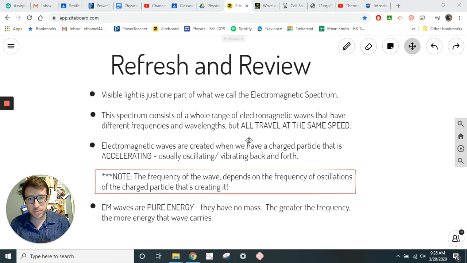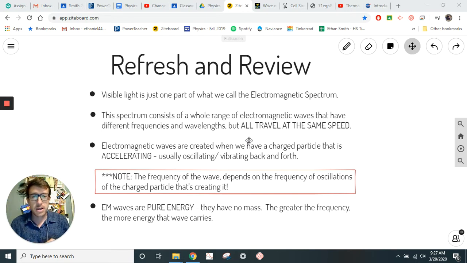Now, I wanted to add a note here to make sure you understood this. The frequency of the electromagnetic wave that we get depends on the frequency of oscillations of the charged particle that's creating it. So if I have a charged particle that's oscillating or accelerating, then it'll create an electromagnetic wave, and the frequency of that wave depends on the frequency with which the particle goes back and forth or up and down. It has a certain number of times it goes up and down in a second, and that determines the frequency of the electromagnetic wave that we'd get.